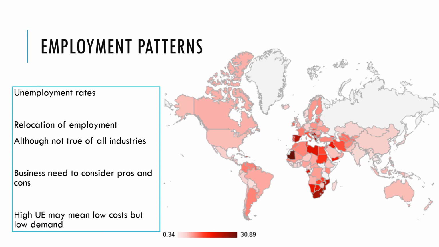High unemployment in a particular area may suggest it's going to be cheaper to employ the workforce, but also if there's high unemployment in that area, it might also mean that there is low demand in that area. So businesses have to consider employment patterns and the changing rates of employment around the world when they're developing their strategies of where to base themselves and where to sell their products.